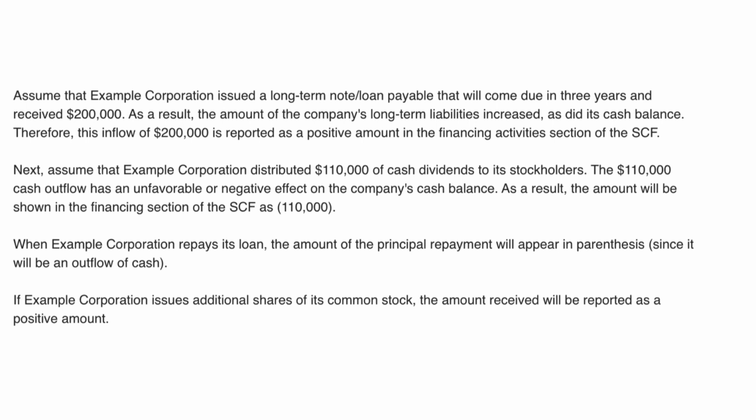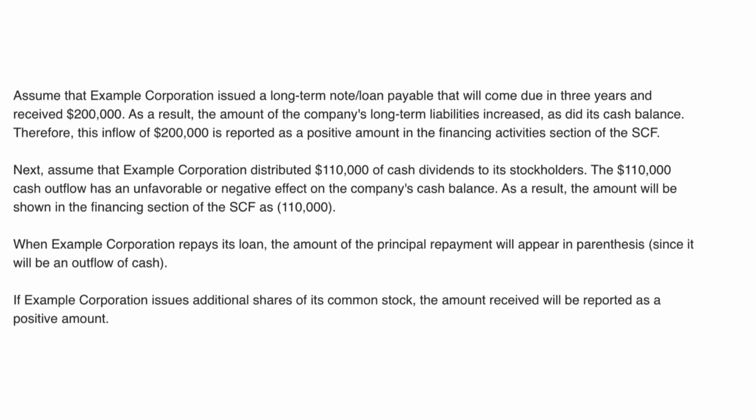Next, assume that example corporation distributed $110,000 of cash dividends to its stockholders. The $110,000 cash outflow has an unfavorable or negative effect on the company's cash balance. As a result, the amount will be shown in the financing section of the SCF as ($110,000).